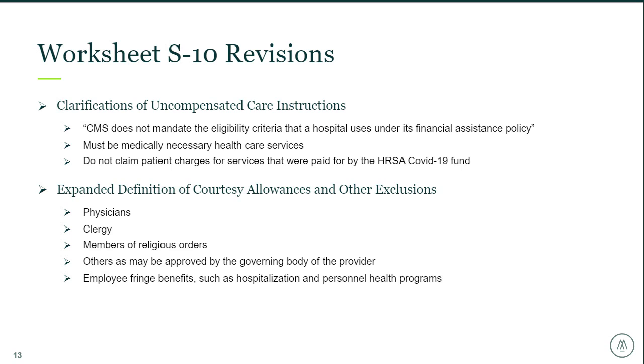And CMS has also expanded the definition of courtesy allowances and other exclusions. A lot of these have been brought up before in past Q&A documents CMS released. But one thing that I think CMS is seeing is that especially items like employee fringe benefits and personal health programs can sometimes get mistakenly captured into S10 depending on how those transactions are coded and mapped. And so it's something to pay special attention to, as to not commingle charity discounts pursuant to the written financial assistance policy with other discounts or adjustments.